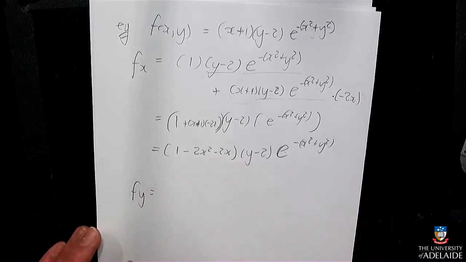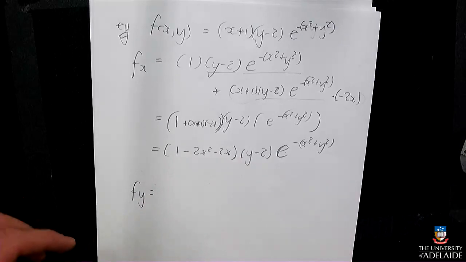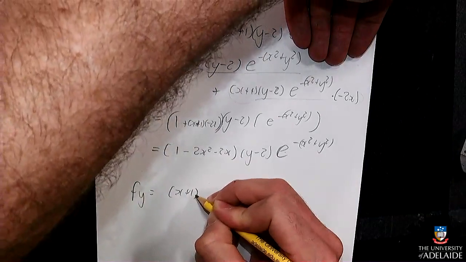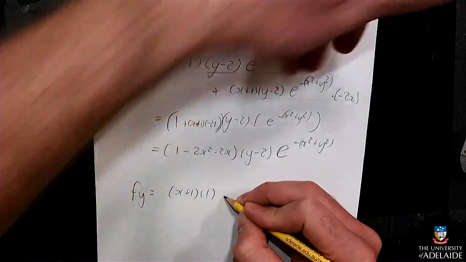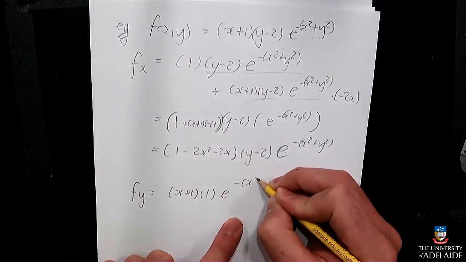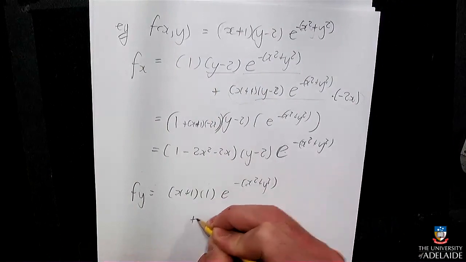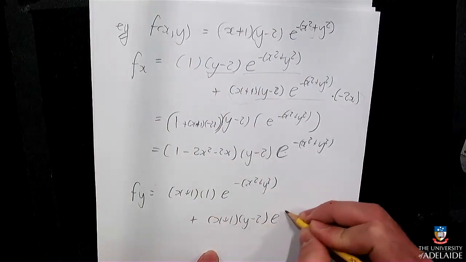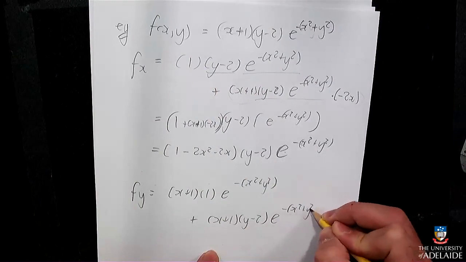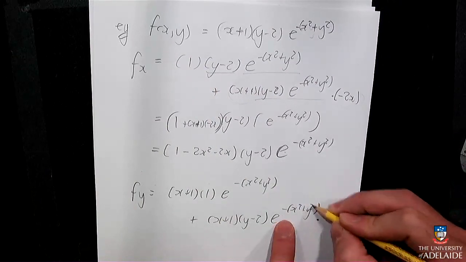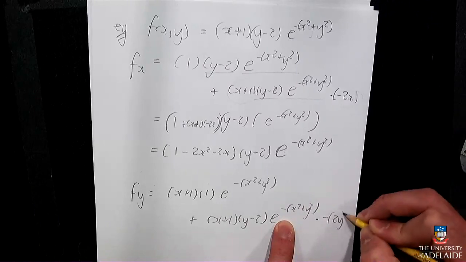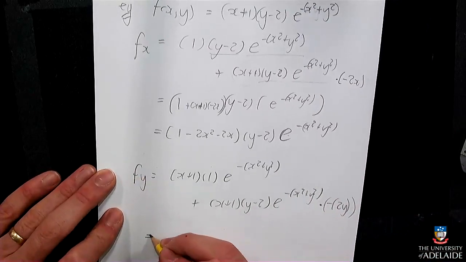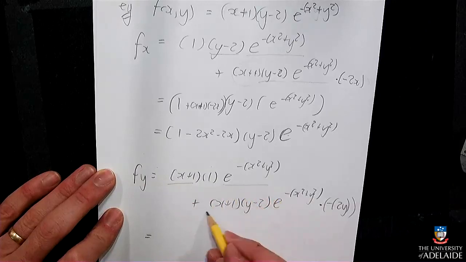And the y derivative, let's see, still going to have to use the product rule. That's a constant multiplied on the x plus 1, and the derivative of y is 1. Keep this bit. And then we'll keep the x plus 1, y minus 2, and then we'll have to multiply by the derivative of this, which is minus 2y. Okay. So let's go to x plus 1.